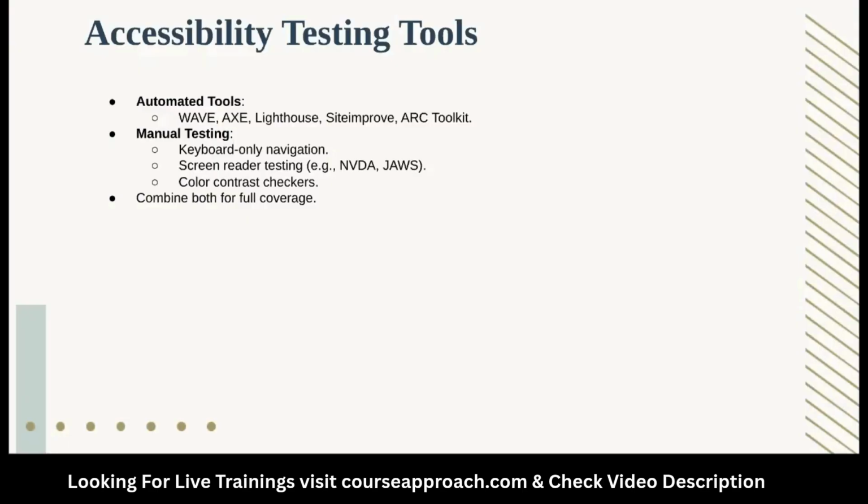But it is not fully covering all the guidelines. There will be some issues which will not be captured by the automated tools. So we recommend doing manual testing as well, combining both automation and manual testing. In manual testing, firstly we mainly check keyboard navigation issues through the keyboard, and we have a number of screen readers depending on the devices. So we do screen reader testing, and we also use color contrast checkers. These are the tools we use for accessibility testing.